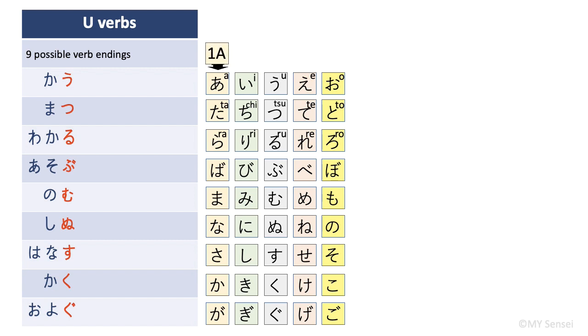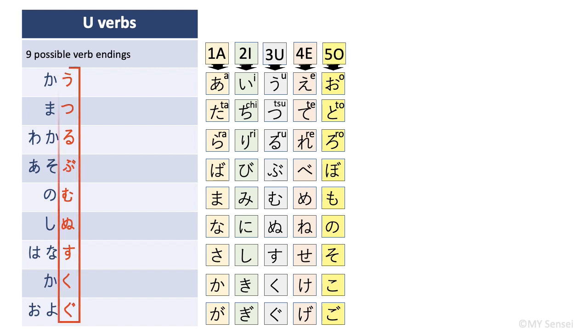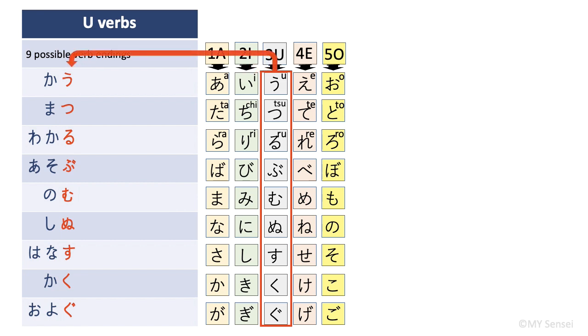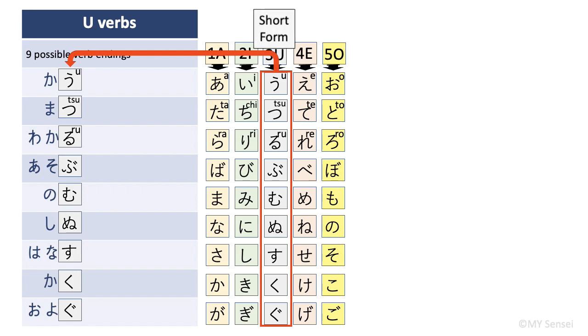Please note, column 1 has all of the a sound characters, column 2 i sounds, column 3 u sounds, column 4 e sounds, and column 5 o sounds. I hope by now you have noticed that the endings of U verbs are just like the ones in column 3. Basically, column 3 contains the ending of U verbs in their short forms. It is very important to know this table well as you will use it for U verb conjugations.